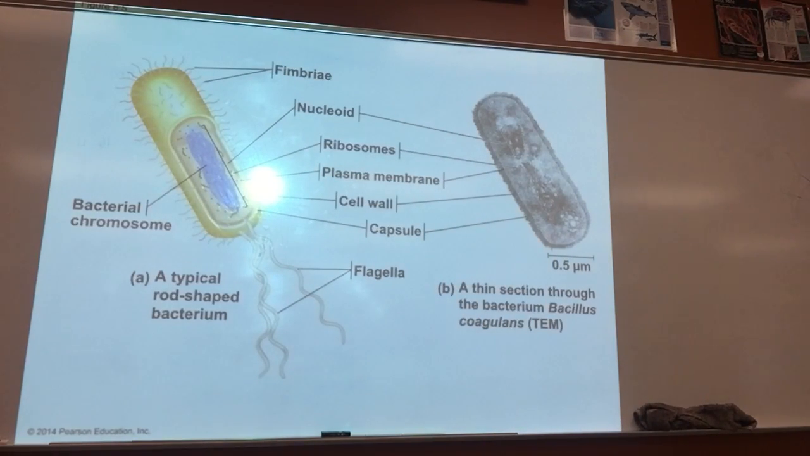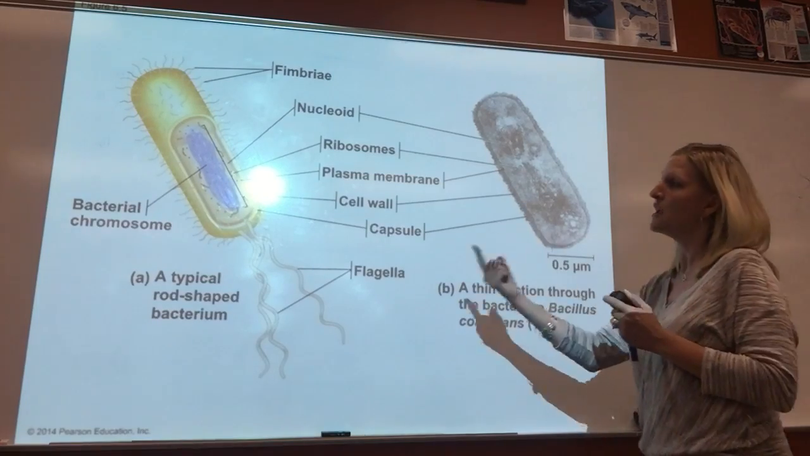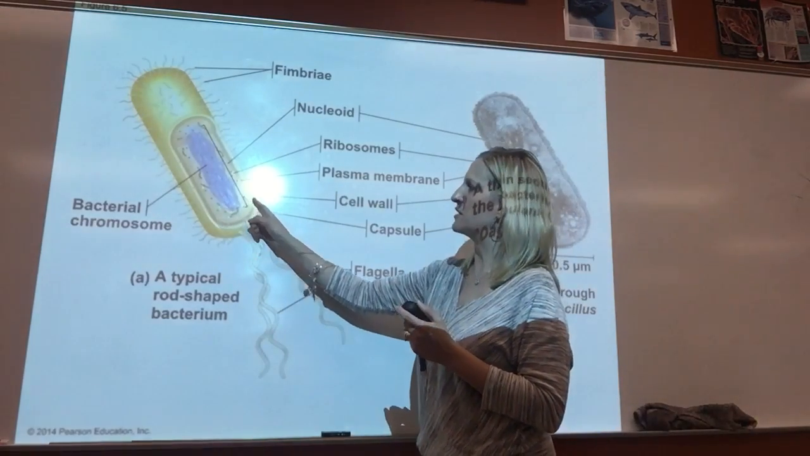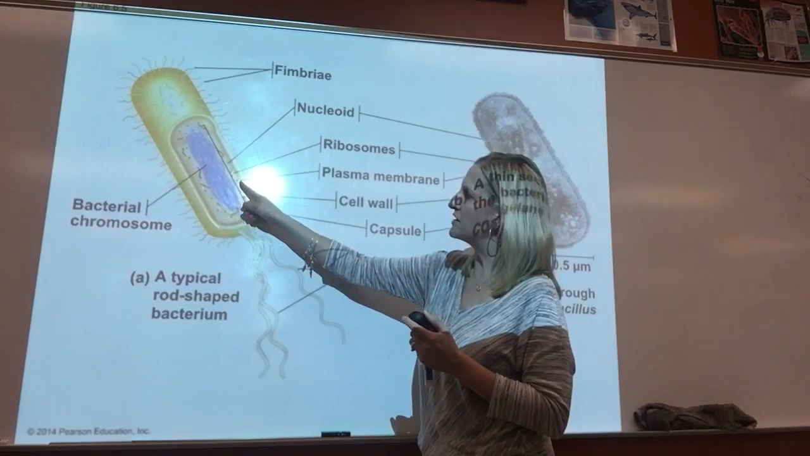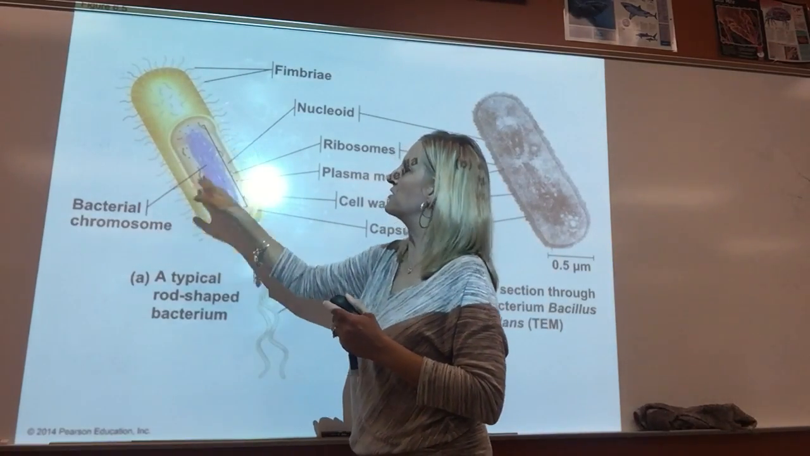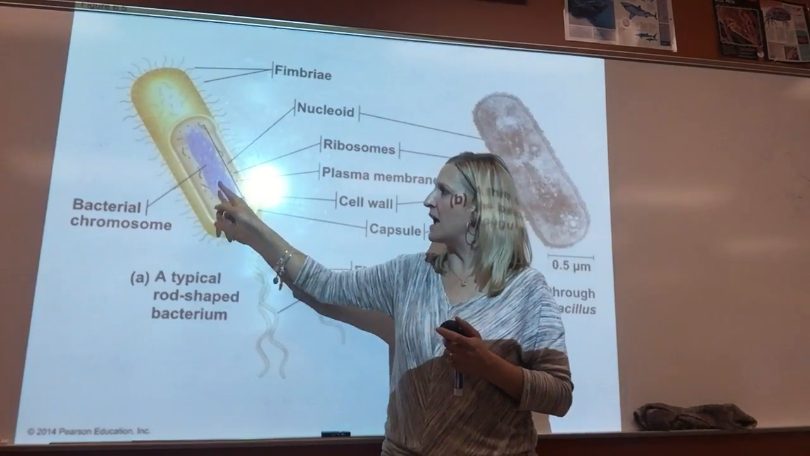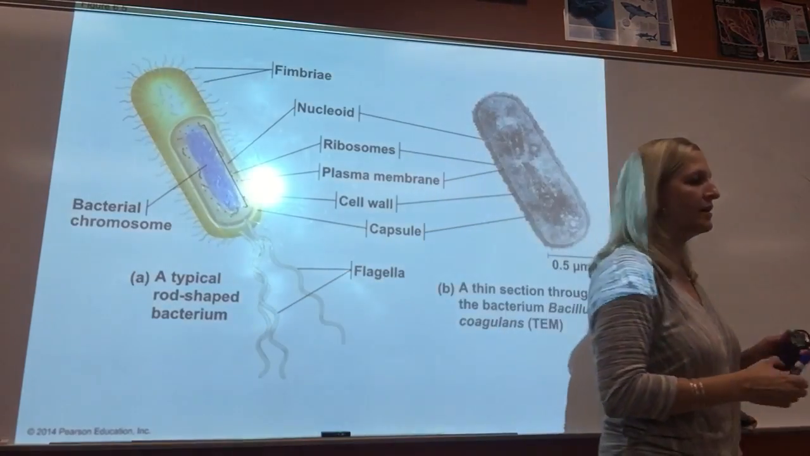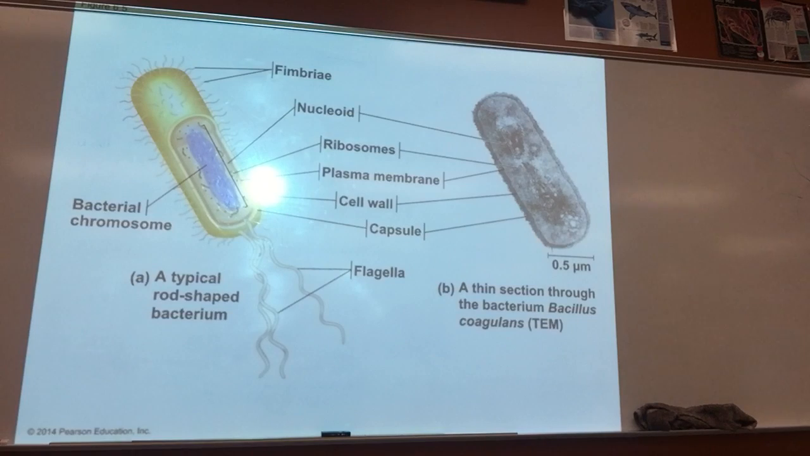Our animal cells do not have cell walls, but plant cells do. Fungi do, and so do bacteria. So they have a cell wall. Underneath there is the plasma membrane. There's all the cytosol. This is the big bacteria chromosome. This is the DNA that's in this chromosome. Bacteria have one chromosome, and it's circular.